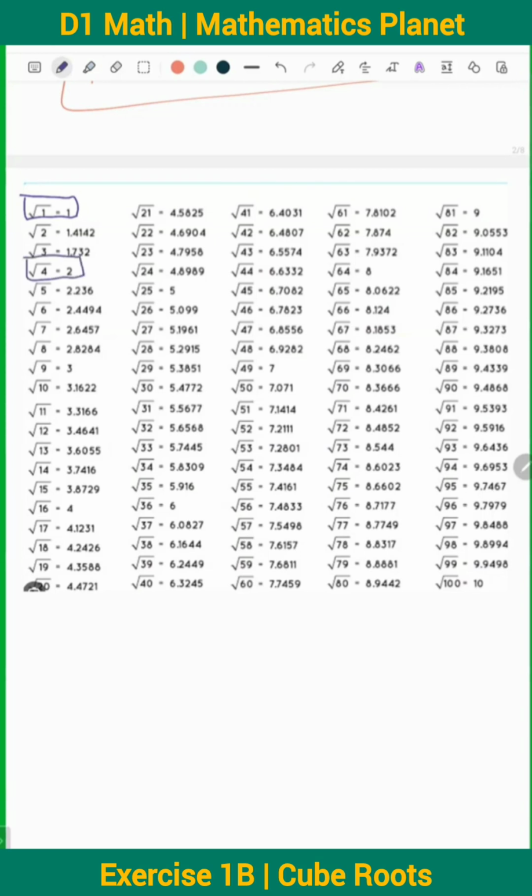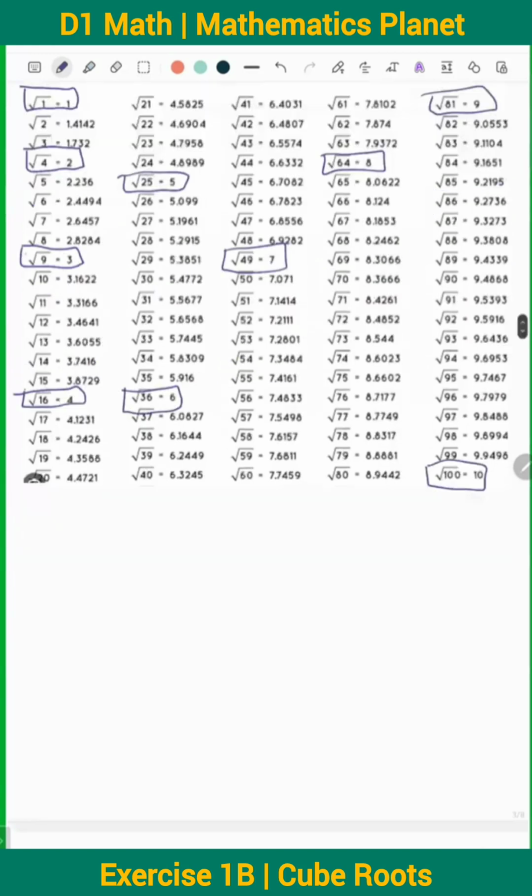Which is the next perfect square? 9. Very good. Next. 16. Very good. Next. 25. Very good. Next. 36. Next. 49. Next. 64. Next. 81. Next. 100. Everyone can understand how can we figure out the perfect squares now?